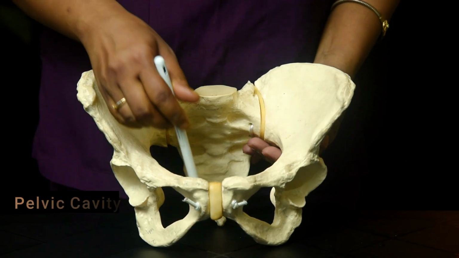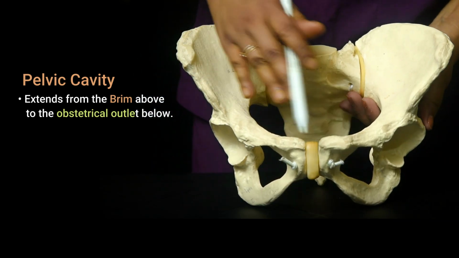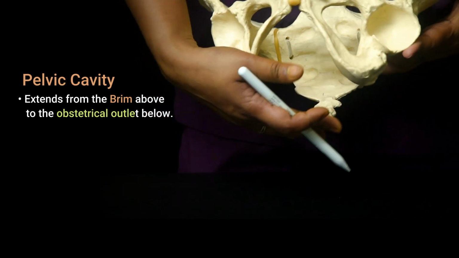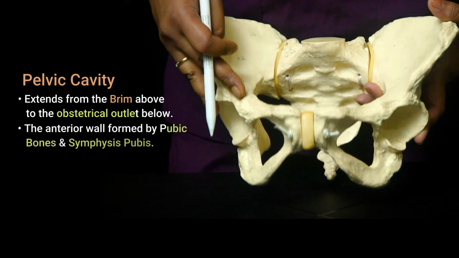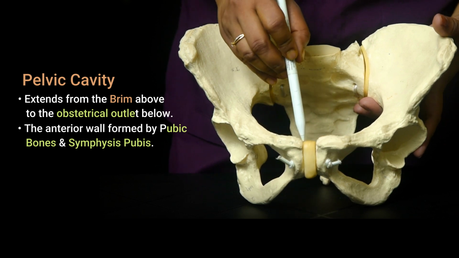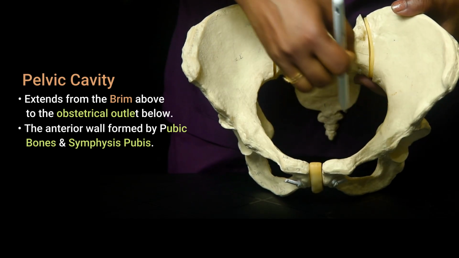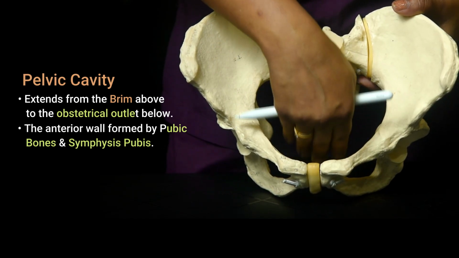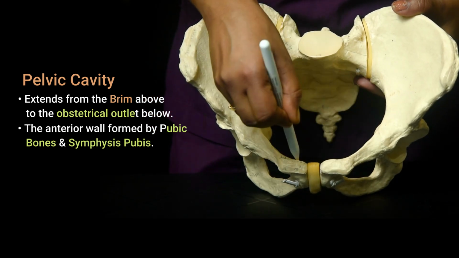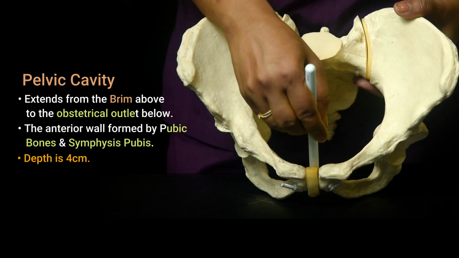Now come to the pelvic cavity. The cavity extends from the brim above to the obstetrical outlet below. The anterior wall of the pelvic cavity is formed by the pubic bones and symphysis pubis, because this is the cavity, the inner part. In the anterior aspect there are two pubic bones and the symphysis pubis, and the depth is 4 centimeters.